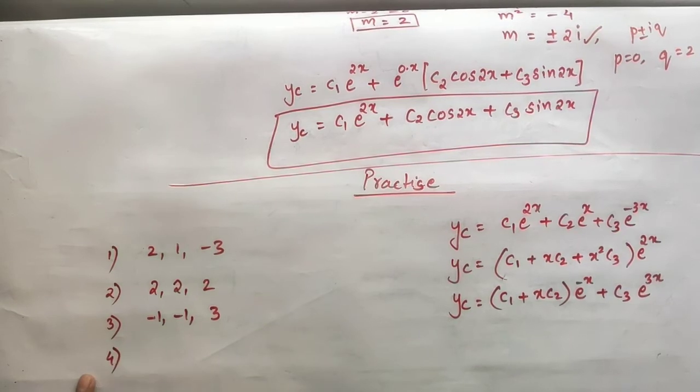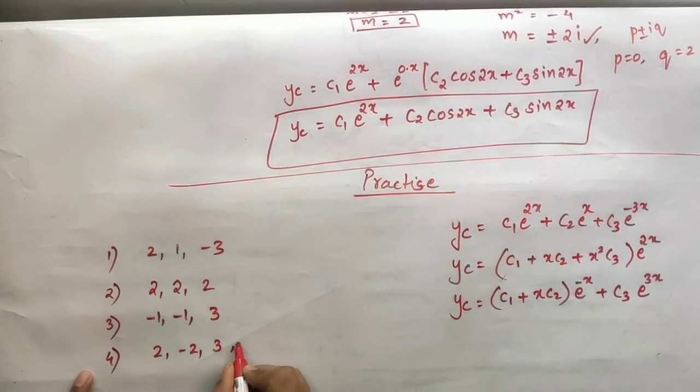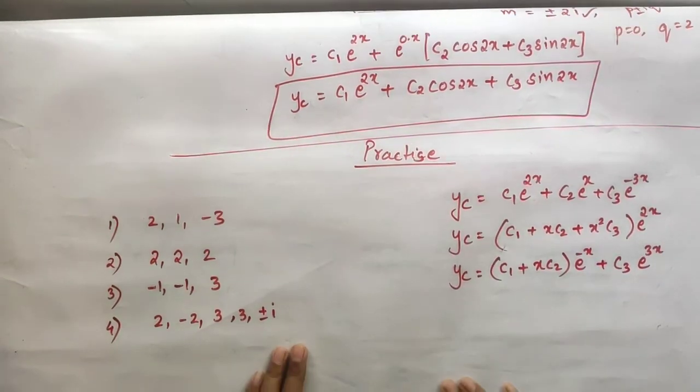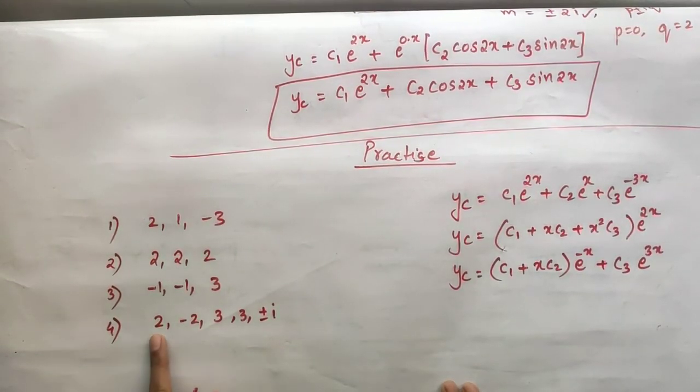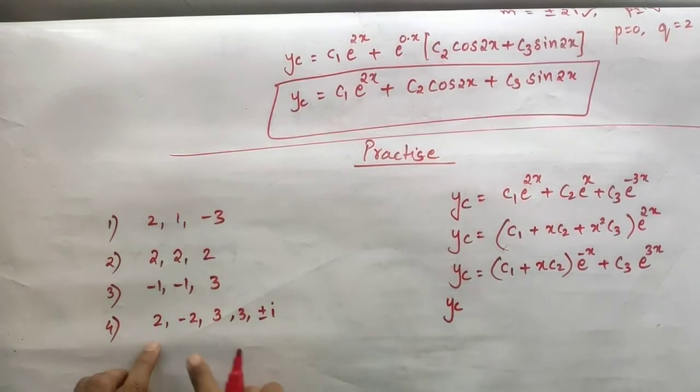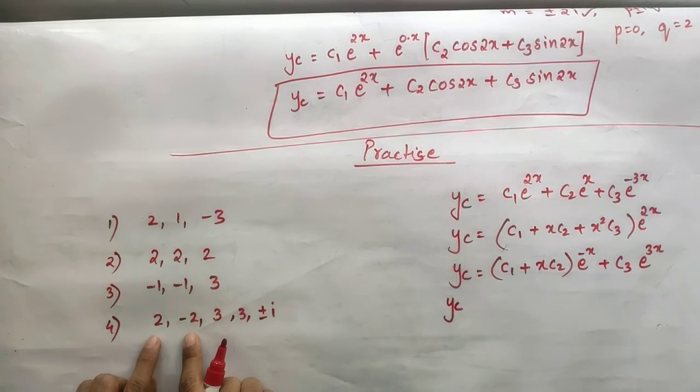Similarly, let's go for another pattern of roots. Say you may have the roots like this: 2, minus 2, 3, 3 and plus or minus i. See, first is plus 2, then minus 2. The two are real and distinct. What about 3 and 3? The two are real and equal. What about plus or minus i? They are imaginary roots. So how will you write the yc? First, write the solution for these two, using the two constants C1 and C2. How will you write the solution for real and distinct roots?